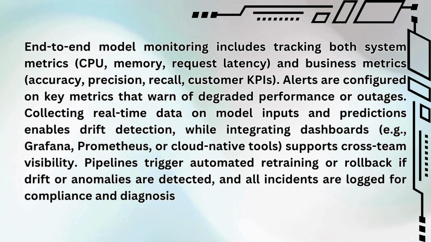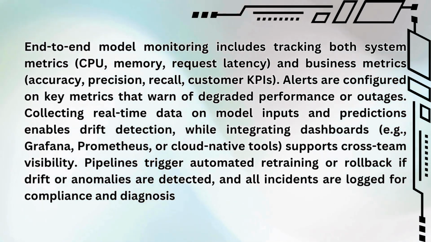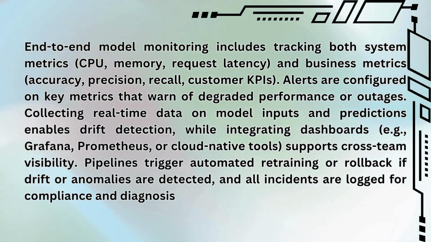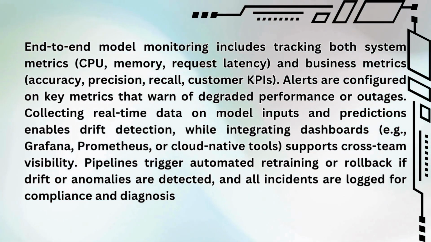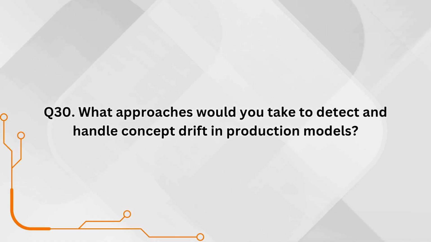Collecting real-time data on model inputs and predictions enables drift detection, while integrating dashboards, examples are Grafana, Prometheus, or cloud-native tools, supports cross-team visibility. Pipelines trigger automated retraining or rollback if drift or anomalies are detected, and all incidents are logged for compliance and diagnosis. What approaches would you take to detect and handle concept drift in production models?